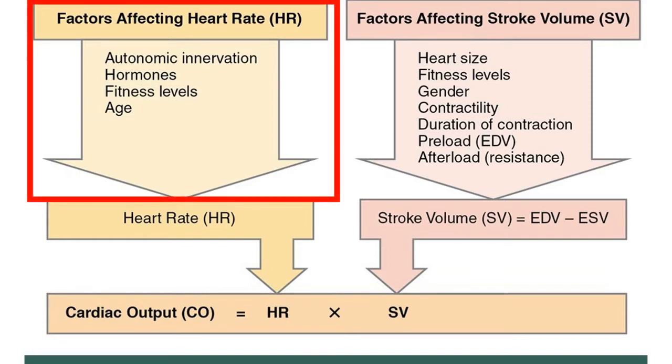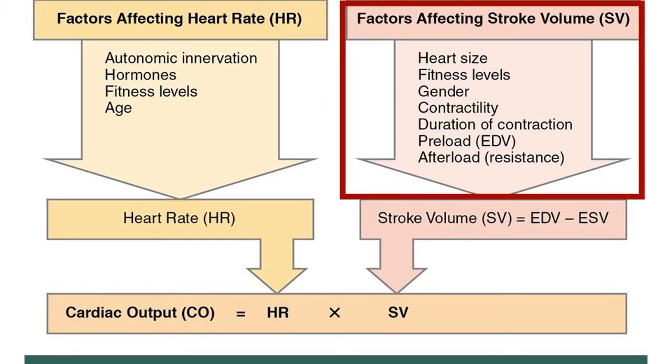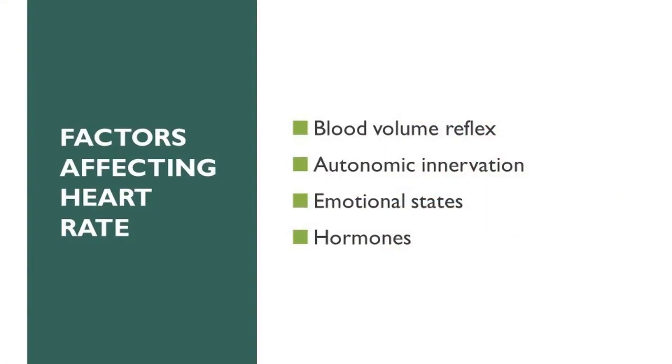Factors affecting heart rate are autonomic innervation, hormones, fitness levels, and age. Factors affecting stroke volume are heart size, fitness level, gender, contractility, preload and afterload. Now let's see the factors affecting the heart rate: blood volume reflexes, autonomic innervation, emotional states and hormones.